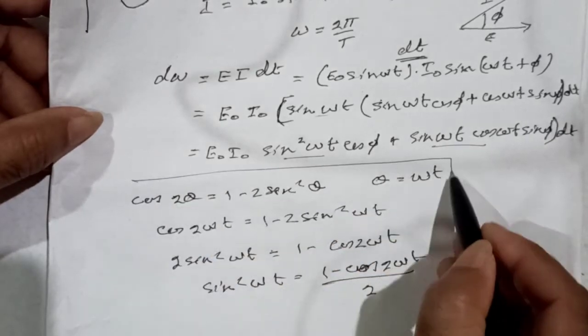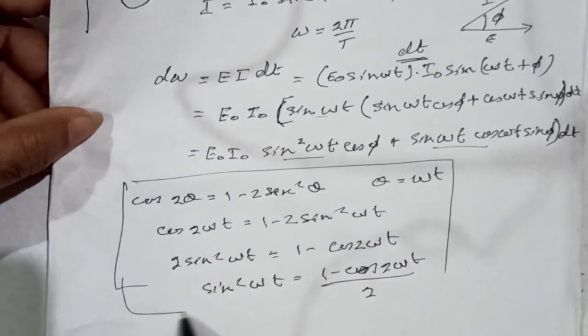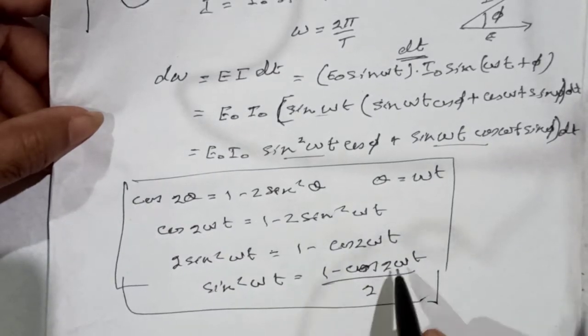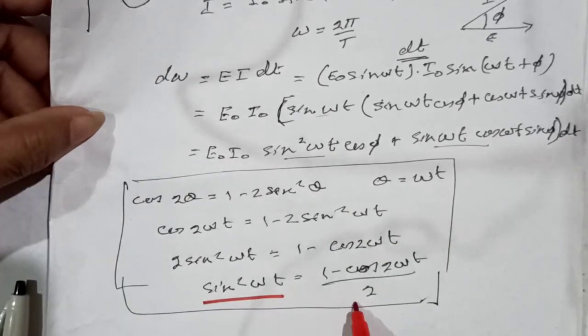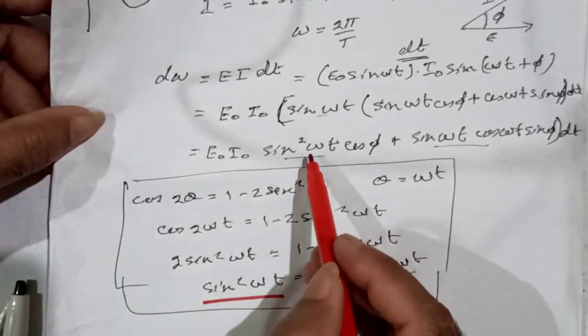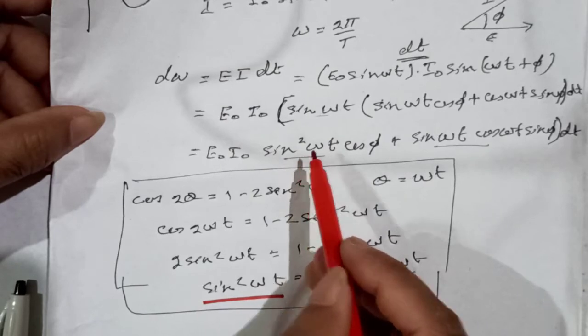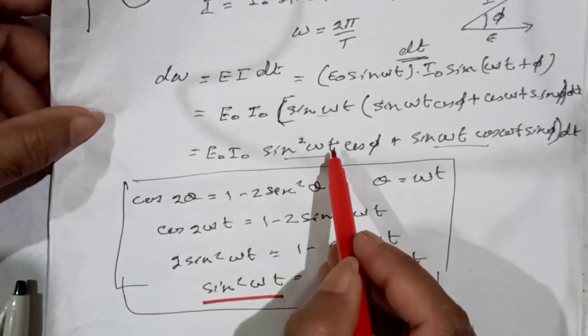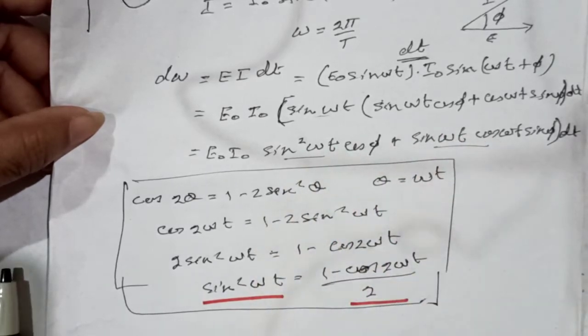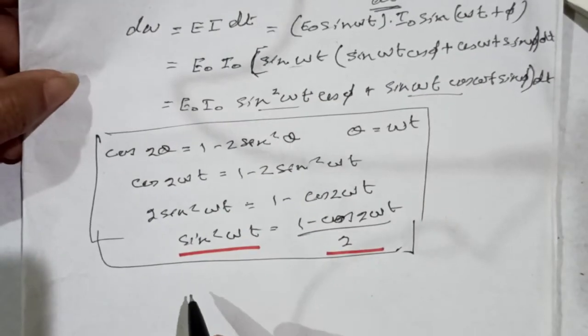So we have to know this. This part we can substitute here. This is sine square omega t, so in place of sine square omega t we put 1 minus cos 2 omega t by 2. Okay, then what about this? Let's check it out again.